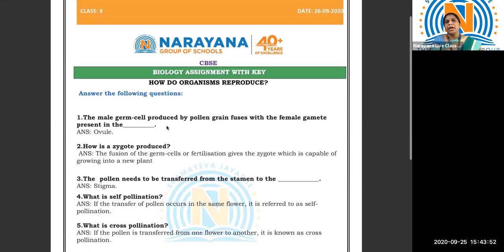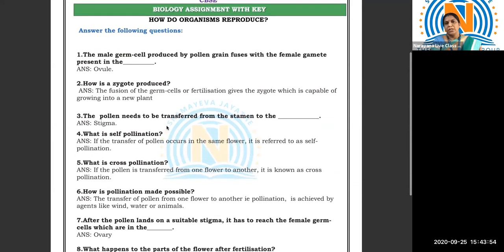Second question, how is a zygote produced? The fusion of the germ cells, or fertilization, gives the zygote, which is capable of growing into a new plant. The fusion of the gametes is called fertilization. So after fertilization, immediately it is called the zygote. The zygote develops into a baby plant.